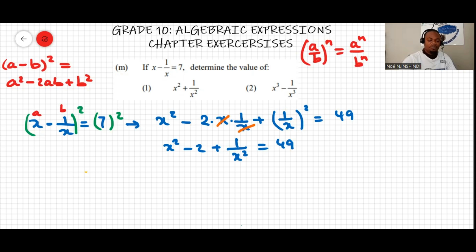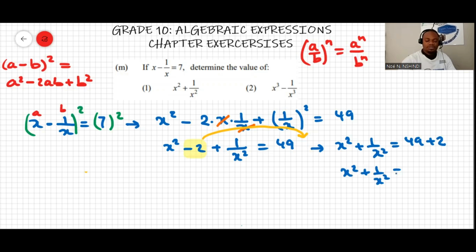Now if I move this negative 2 over, we will get x squared plus 1 over x squared equal to 49 plus 2. Now we have x squared plus 1 over x squared equal to 51. So this is proven. x squared plus 1 over x squared is just equal to 51.